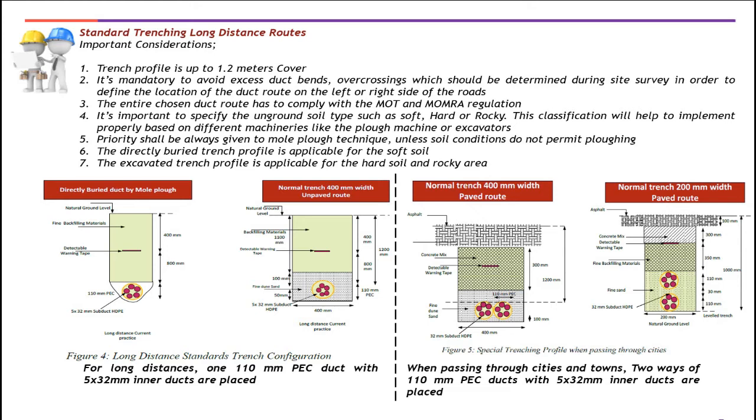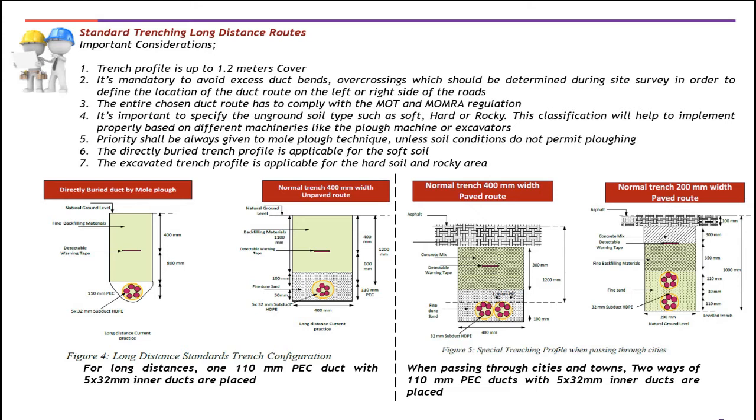Okay, so on the right side of the slide, you can see the layering of backfilling materials. You have a normal trench of 400 mm width and a special trench of 200 mm width. In a 400 mm width by 1.2 meter depth, the first layer of backfilling material is fine sand. Then we have a concrete mix of 300 mm. Okay, that is for the 400 mm normal trench.